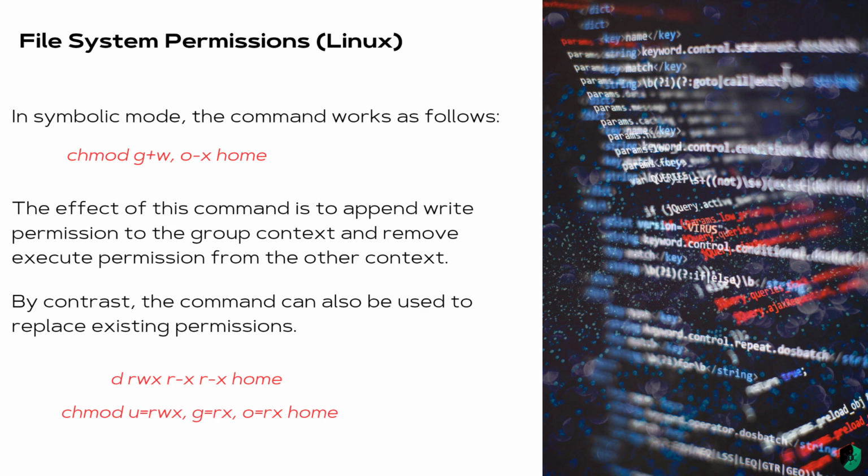represented by O. And by contrast, the chmod command can also be used to replace existing permissions. Look at the very first example that we wrote, the d rwx r-x r-x home. It can be rewritten like this: chmod, the user or the owner of the resource, equals rwx, which means they can read, write, and execute, while the group account equals rx, they can read and execute, and same goes for the other users' account as well.